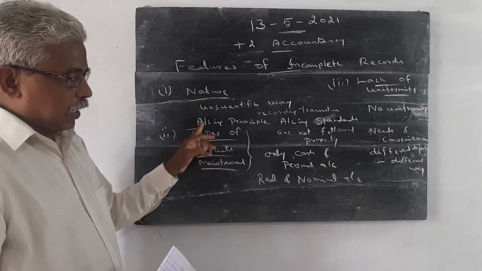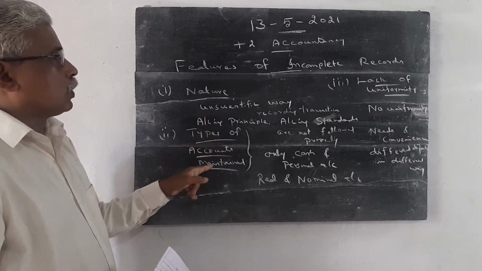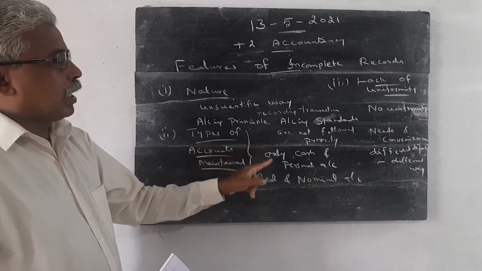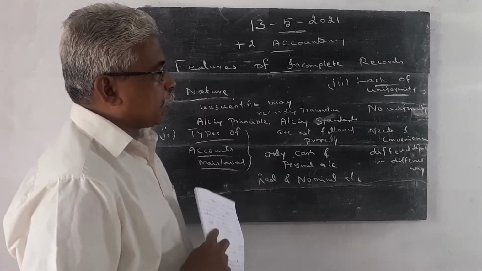Accounting principles and accounting standards are not fully followed. Point number 2, types of account. Only cash and personal account are maintained. Real account and nominal account are not prepared fully.